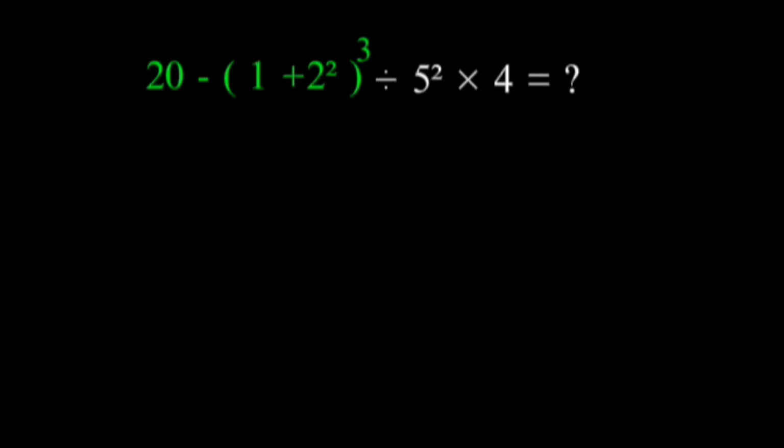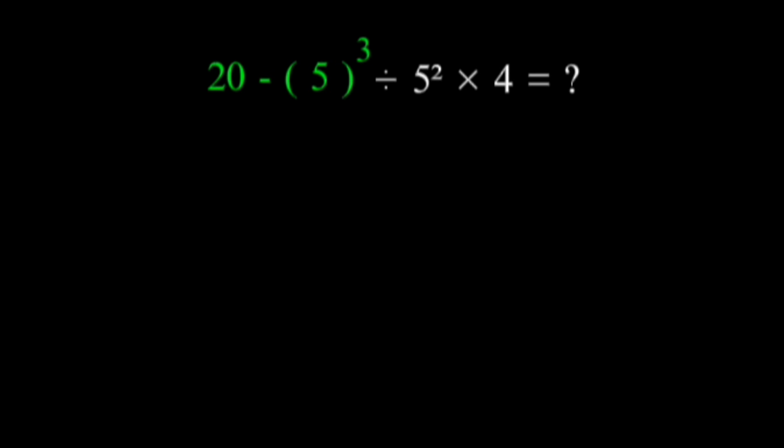The question is, 20 minus the quantity 1 plus 2 squared, all cubed, divided by 5 squared, multiplied by 4. According to PEMDAS, we first calculate the expression inside the parentheses. Inside the parentheses, we have 1 plus 2 squared. Exponents have higher priority than addition, so we calculate the exponent first. 2 squared becomes 4, and then 1 plus 4 becomes 5.